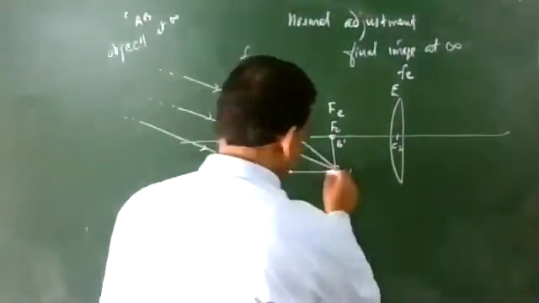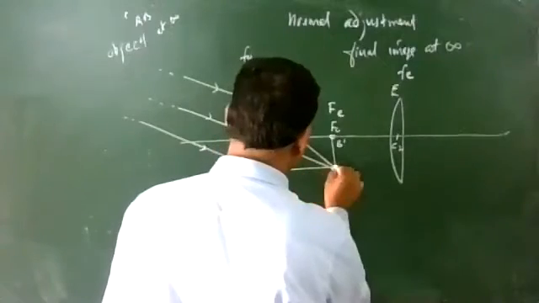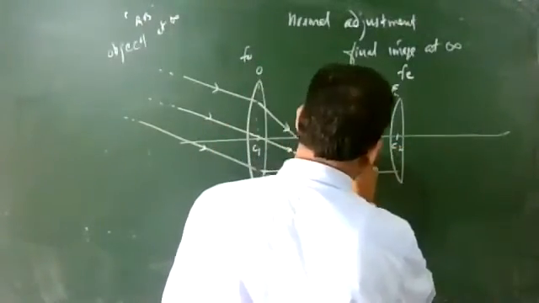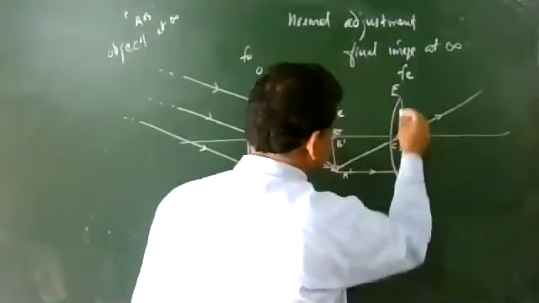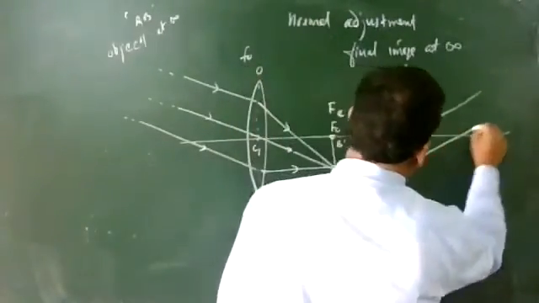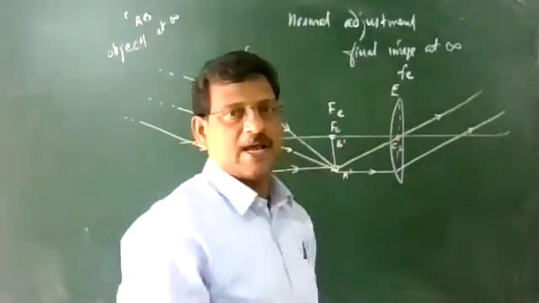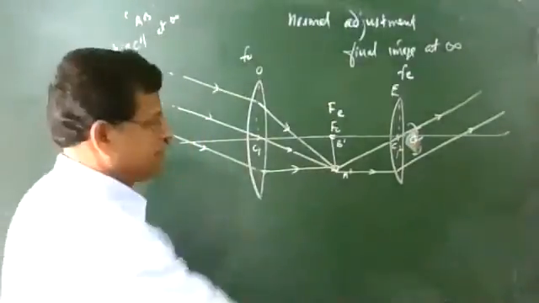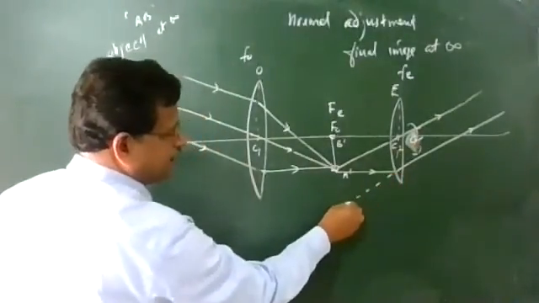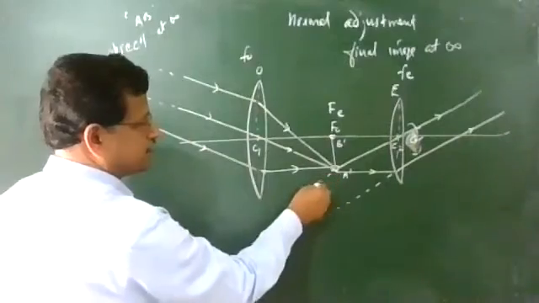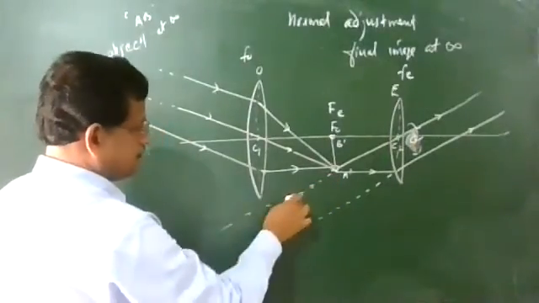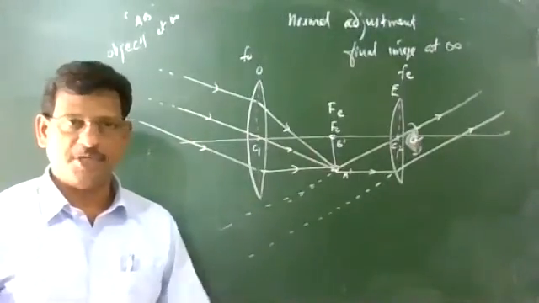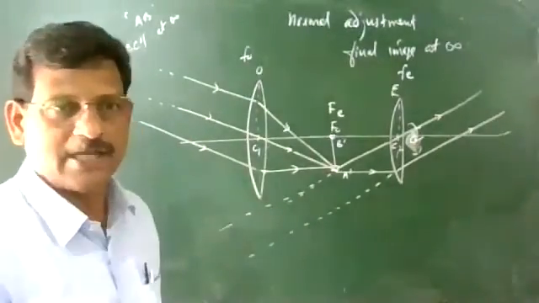One ray is parallel to the principal axis, another ray passes through the optical center and goes without any deviation. So these two rays go parallel to each other, and you can see that the final image is formed at infinity. The object is at infinity. The image is also at infinity.